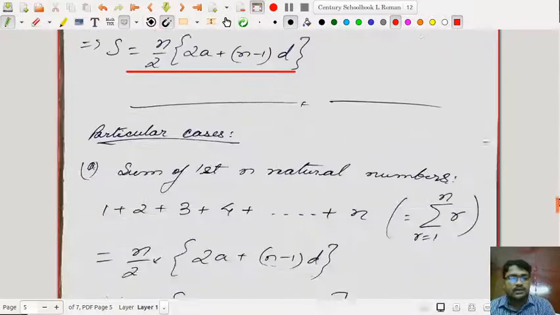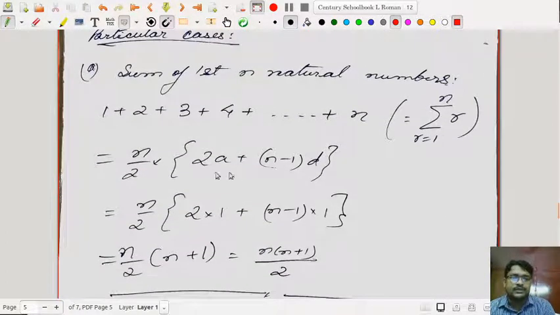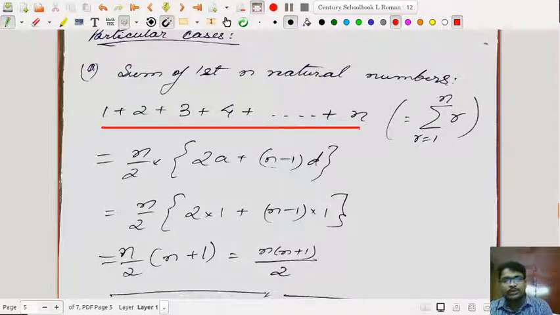Okay, so there are some particular cases. This result we have used several times, and most probably in class also I told you: the sum of the first n natural numbers, 1 plus 2 plus 3 plus 4 up to n. Okay, what is that? We write it in a short form using the summation symbol. This symbol is called the summation symbol, sigma. Okay, summation, it is read as summation r goes from 1 to n.